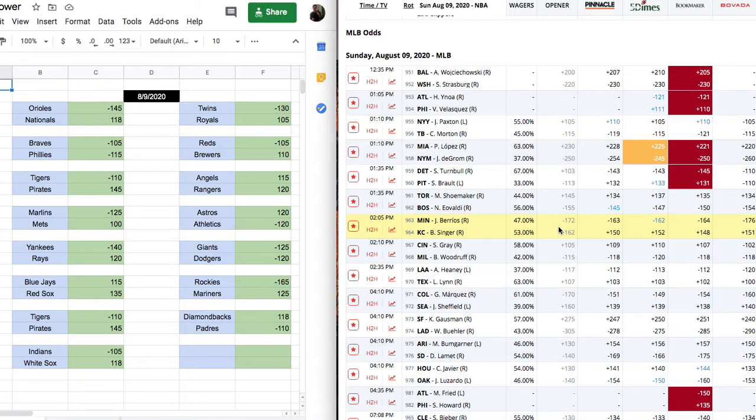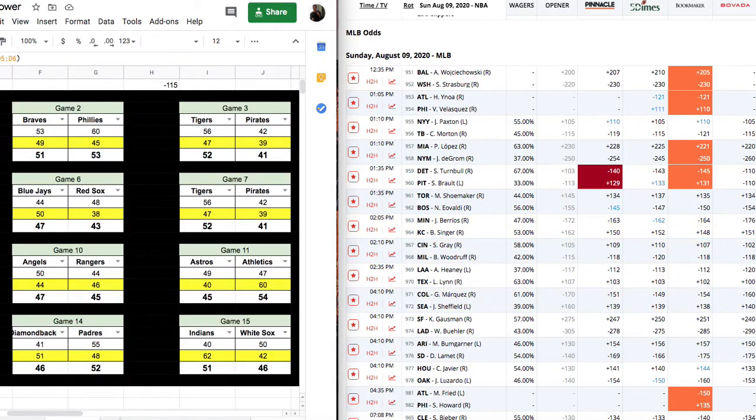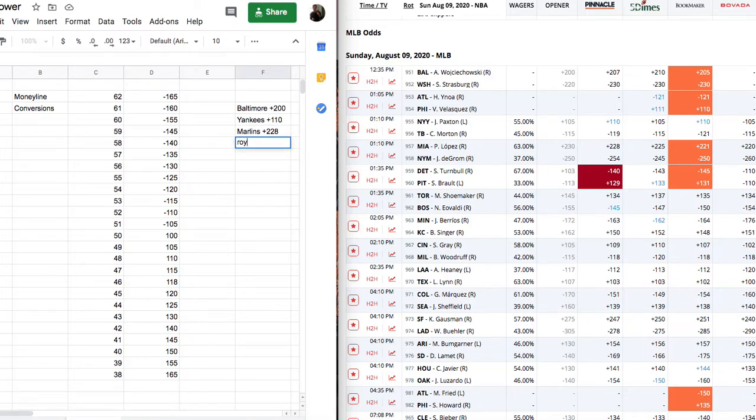Minnesota, KC. Actual line, Minnesota minus 163, KC plus 150. And you can look up here. We have Twins at minus 130 and Royals 105. So no value there except for maybe playing KC there because you're getting some value there. So we will write that down. Okay, so we write down Royals. What are Royals at? I lost it, sorry about that. Plus 150. Okay. All right, we go back here.